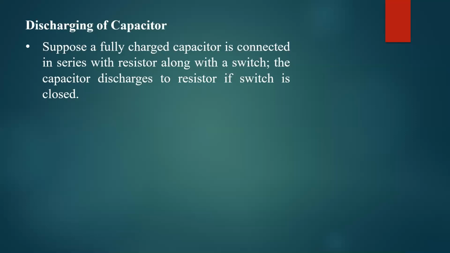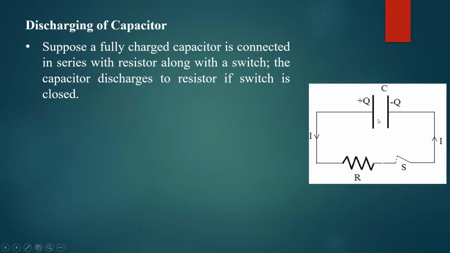So let us discuss the discharging of the capacitor. This is similar to charging. The derivation is similar to charging, but here the battery is not connected. The battery is disconnected. So this is the circuit. Only a resistance is connected to the capacitor and a switch is there. Initially, the capacitor is fully charged.